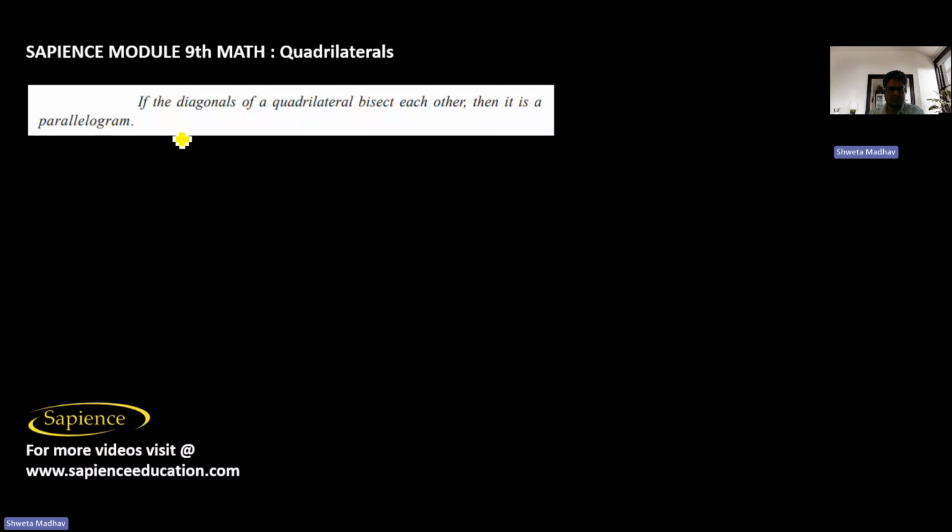So here it has been told to prove that if the diagonals of a quadrilateral bisect each other, then it is a parallelogram. So we have to prove it. So it is given.